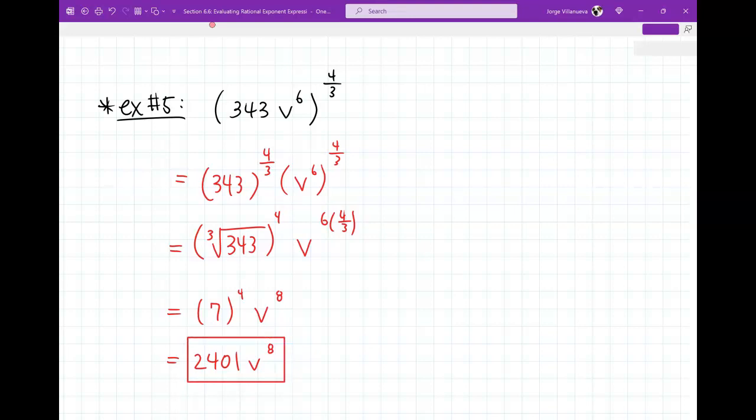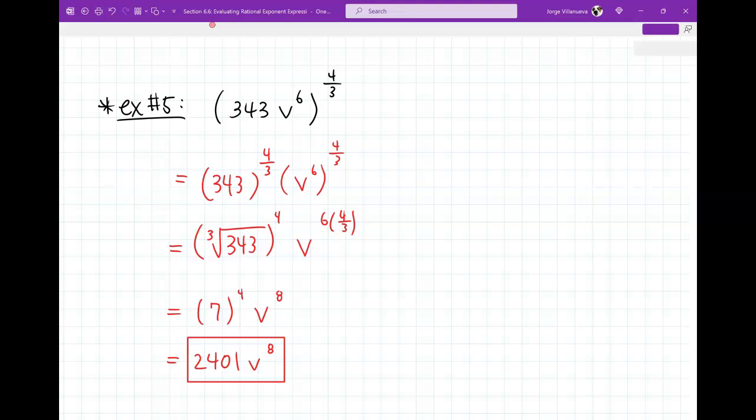So notice, you could use your calculator completely to find 343 to the 4/3. You didn't have to go through all the steps that I did. I'm just showing you how to do it by hand, in case you don't have one of these calculators that can do this. And then the multiplication part, I mean, you actually don't even need a calculator for that. 6 times 4/3, you might be able to do it in your head, right? 6 times 4 is 24, divided by 3 is 8. So you could have done that in your head as well. But feel free to use a calculator.